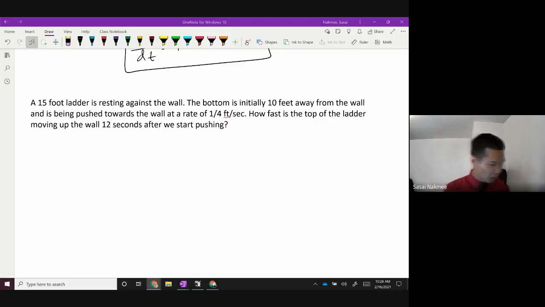So a 15-foot ladder is resting against the wall. The bottom is initially 10 feet away from the wall and is being pushed towards the wall at a rate of 1/4 feet per second. How fast is the top of the ladder moving up the wall 12 seconds after we start pushing? I'll give you guys a second there to draw that out.